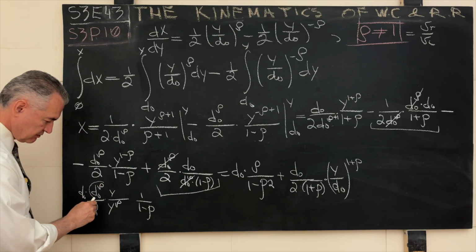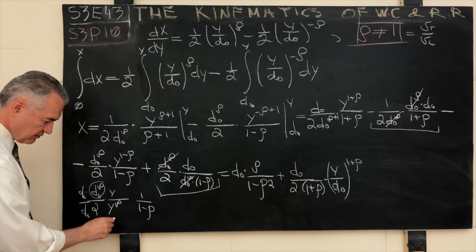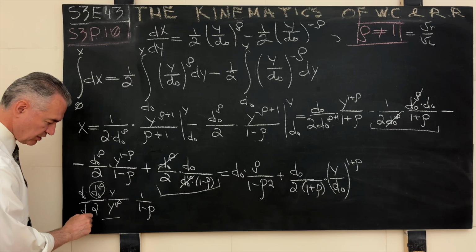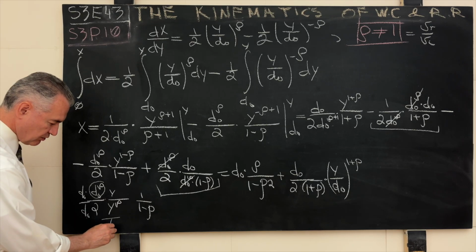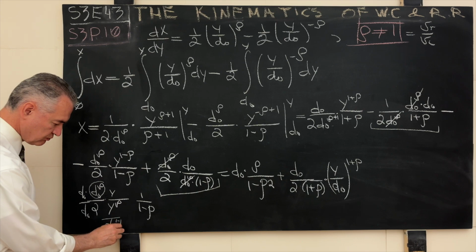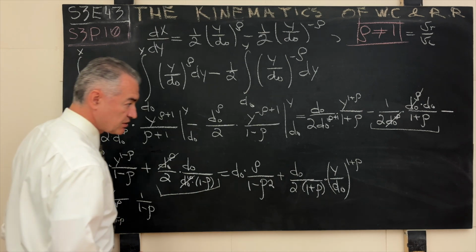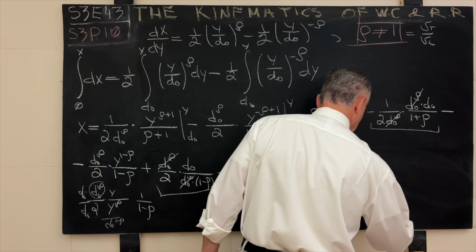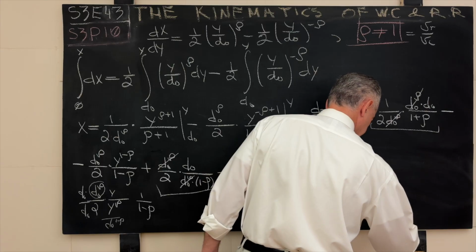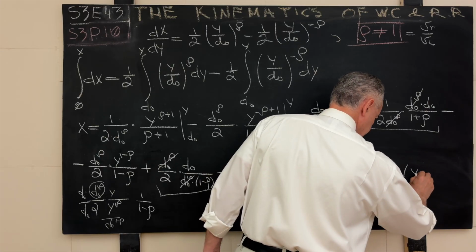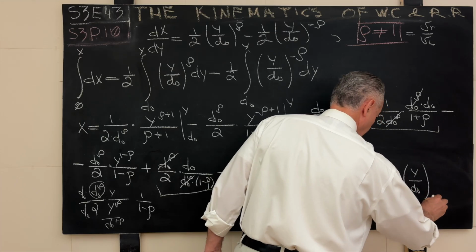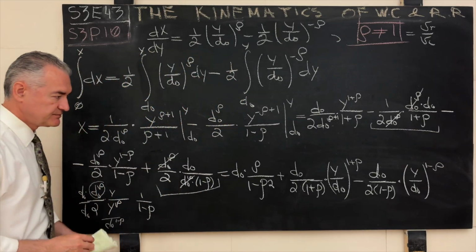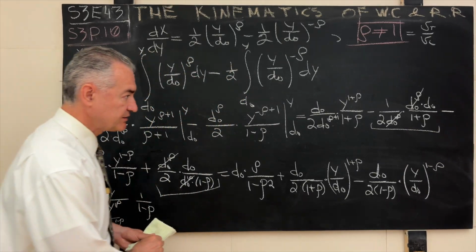Now this goes into here. You see, it goes into here with one copy, so it will be d0 with the power 1 minus rho. So that expression over here becomes this, minus d0 divided by 2 copies of 1 minus rho times, still the same thing, y over d0, but in the power of 1 minus rho. You see, this is it. So this is our expression for x.